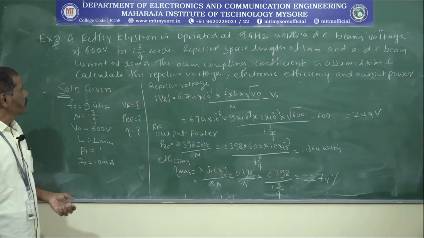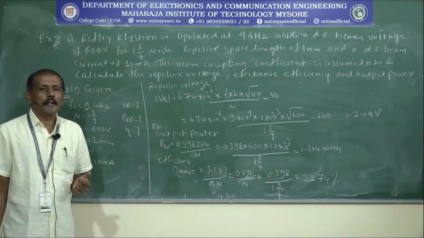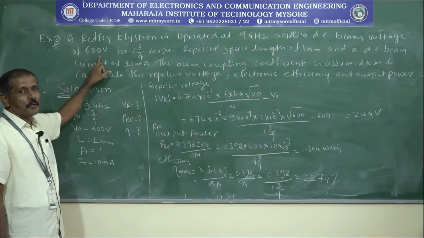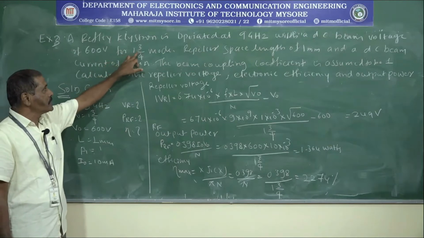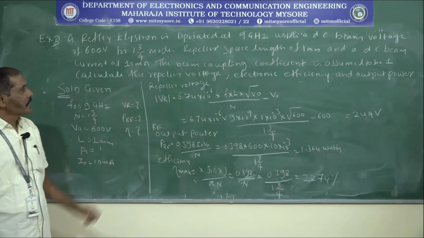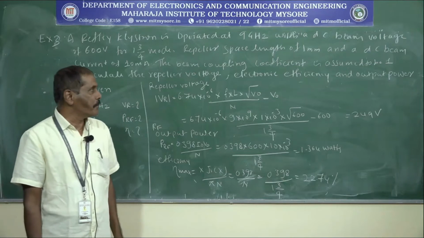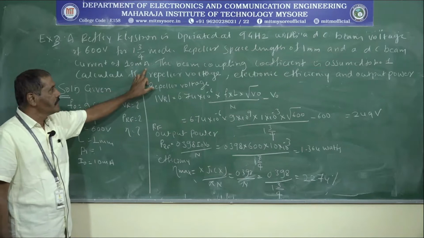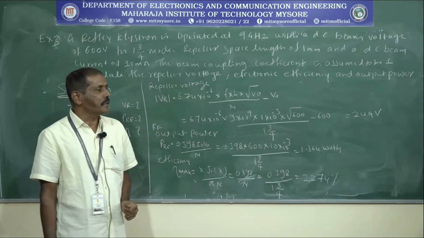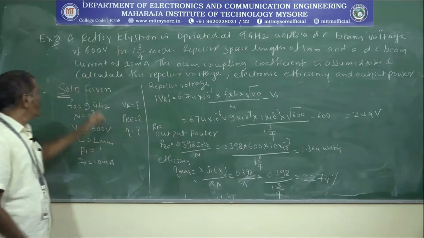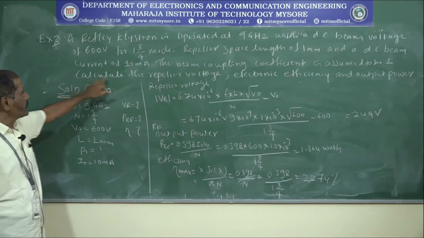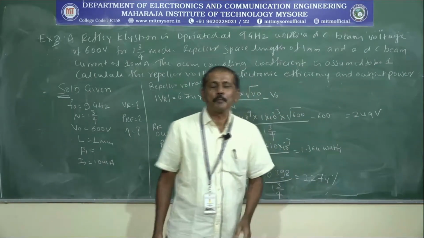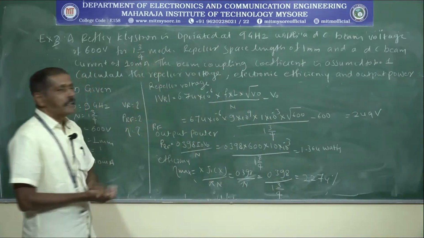Now let us consider one more problem. The given problem is a reflex klystron to be operated at 9 gigahertz with a DC beam voltage of 600 volts. For the 1 3/4 mode, the repeller space length is given as 1 mm, with a DC beam current of 10 milliamperes, and the beam coupling coefficient is assumed to be 1. You are supposed to calculate the repeller voltage, the electronic efficiency and the output power of the given reflex klystron.